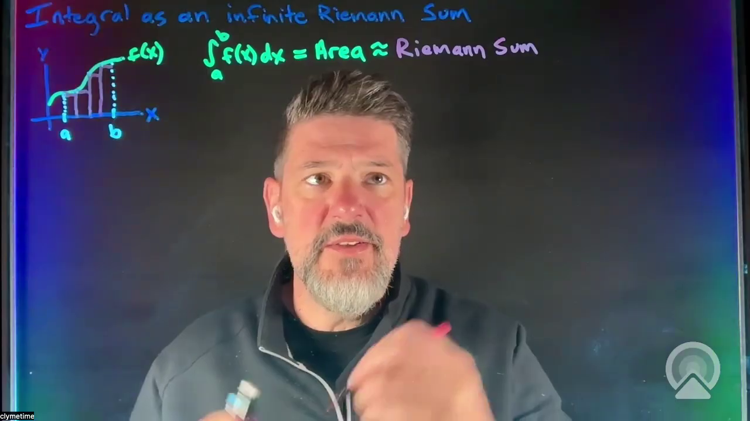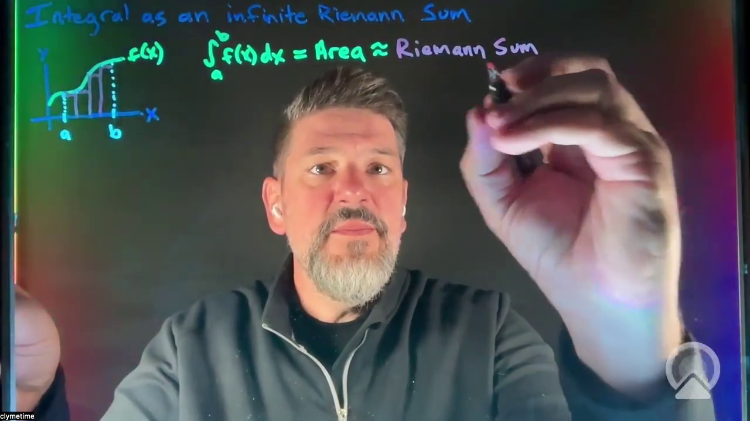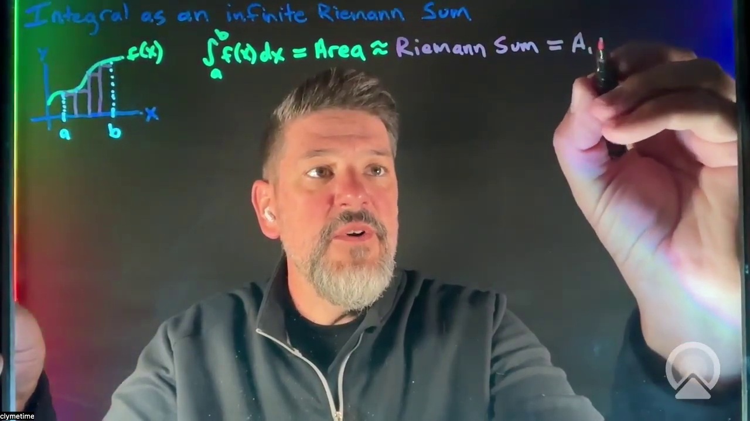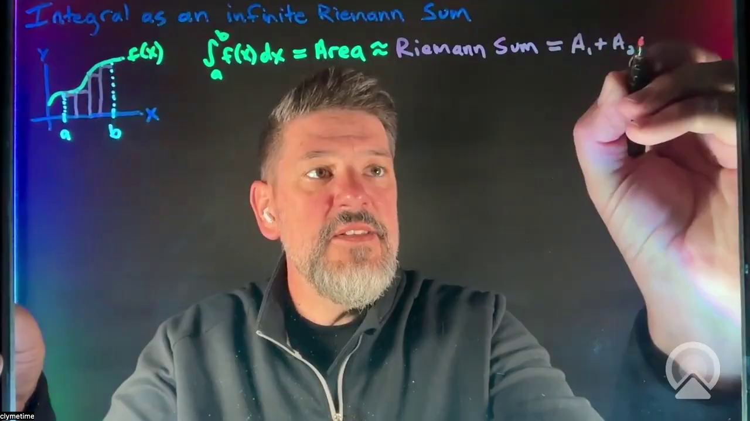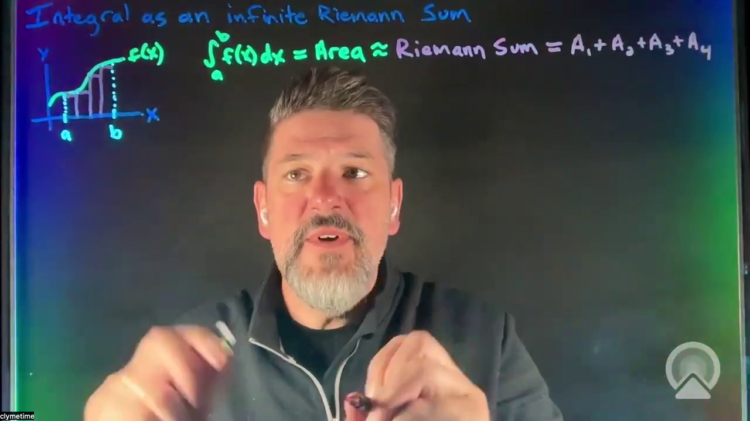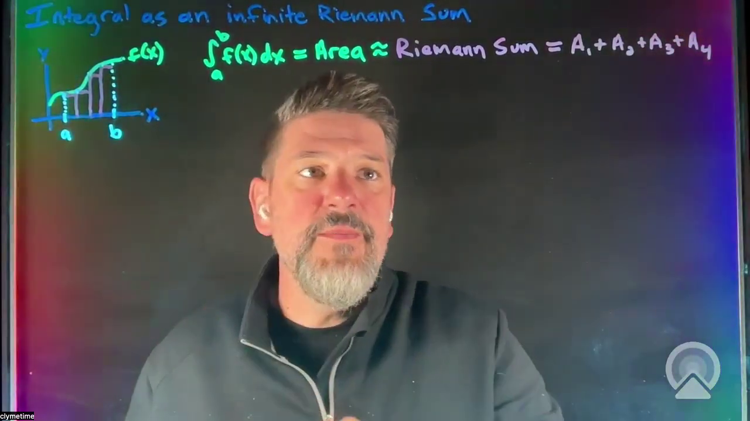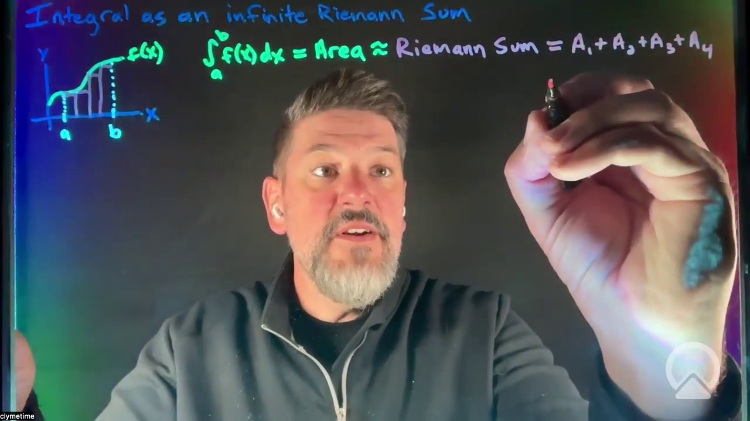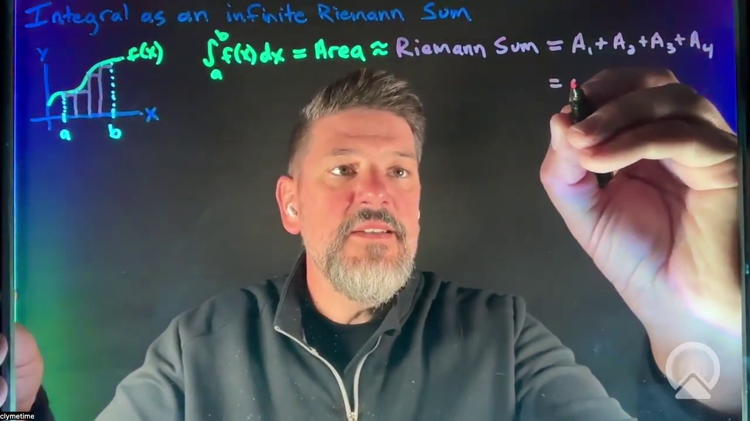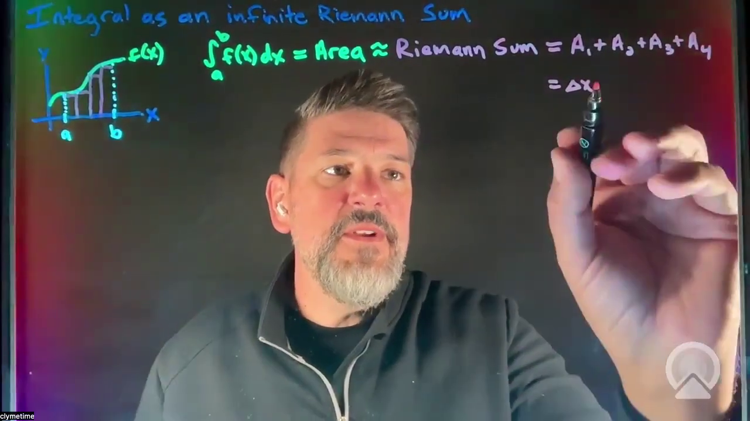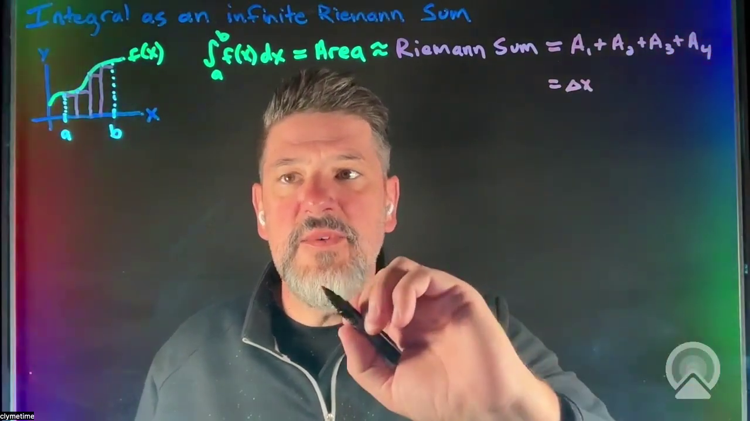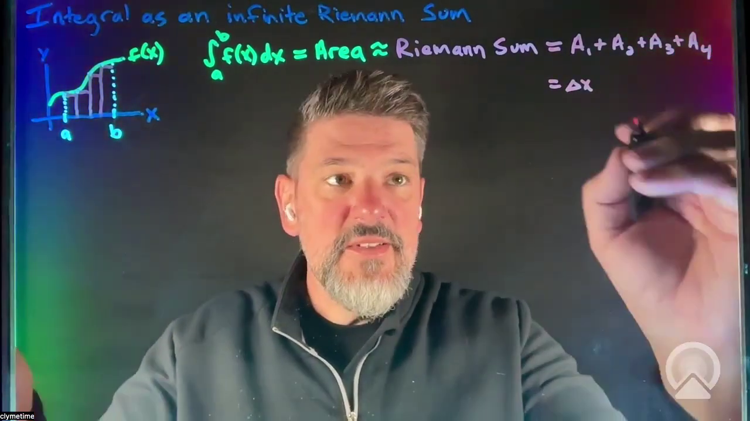So let's play this out a little bit. The Riemann sum is an approximation for the area. And what the Riemann sum equals is the sum of four areas, A1 plus A2 plus A3 plus A4. And that represents four rectangles, 1, 2, 3, 4. All right, so what is the area of each rectangle? Well, each rectangle has a width, and I'm going to call the width delta x. I'll extend it to two lines. So every rectangle has a width delta x, and every rectangle has a height.